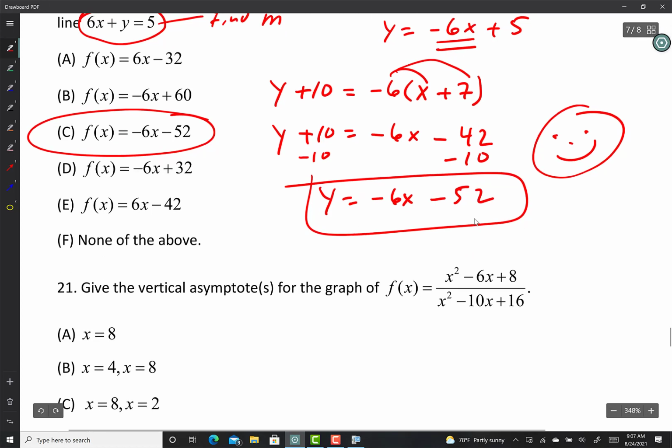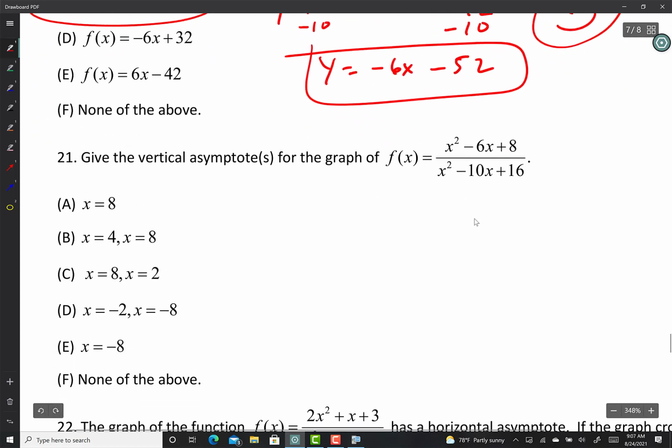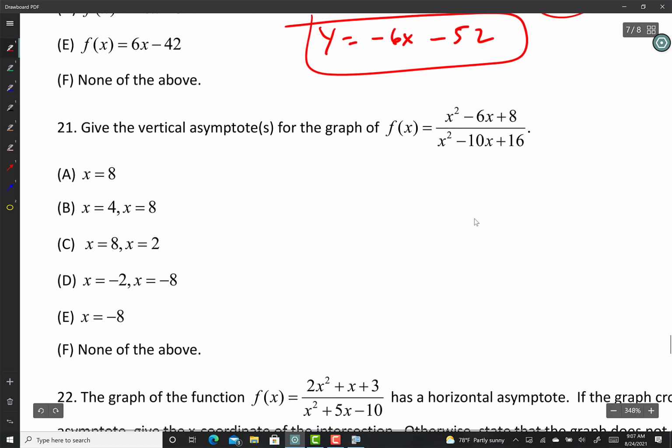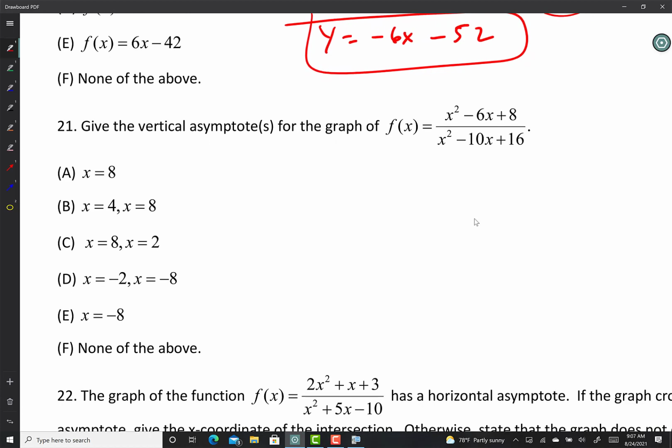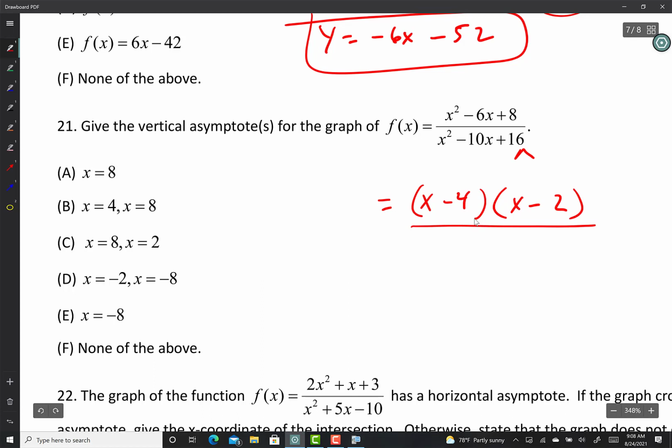All right, 21. Give the vertical asymptote for the graph. So find all your factors, guys. In the numerator, let's see. Two numbers that multiply to give you positive 8, but add up to a negative 6. Both negative. In the denominator, two numbers that give you 16, but add up to a negative 10.